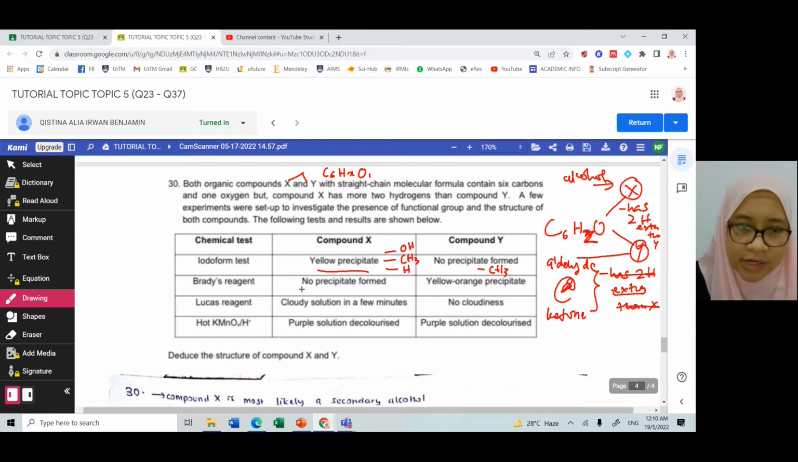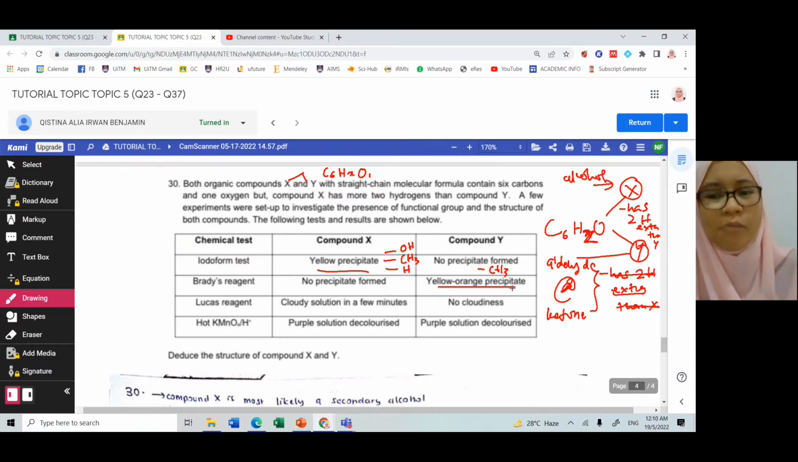And then Brady's reagent. There will be no precipitate formed for compound X. Brady's reagent only gives a positive result, a yellow-orange precipitate, to carbonyl compounds only, for both ketone and aldehyde. So here we still don't know whether it is an aldehyde or ketone.